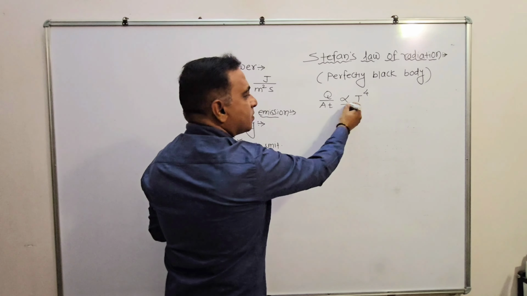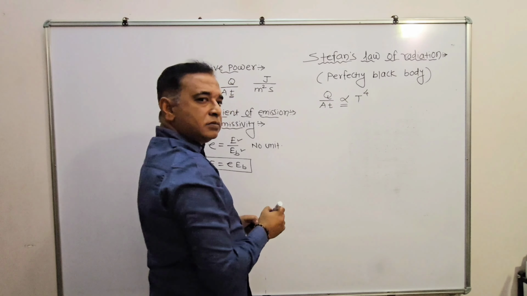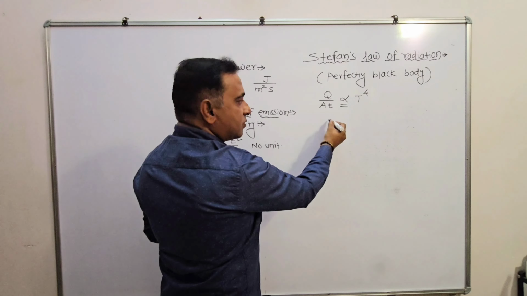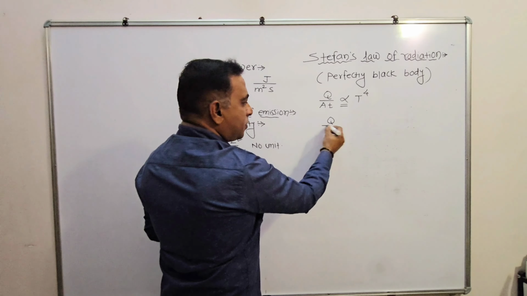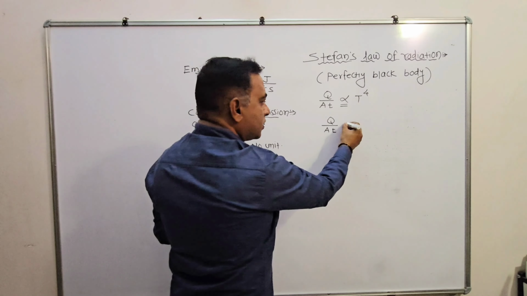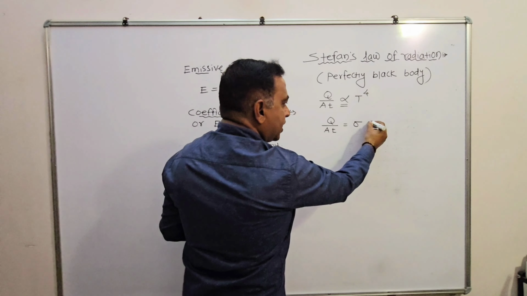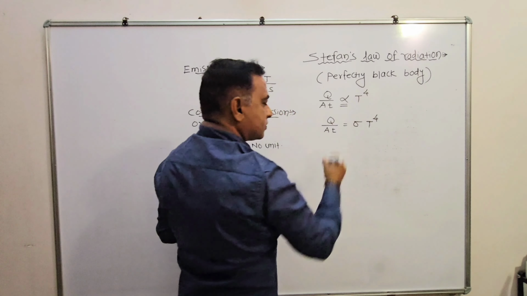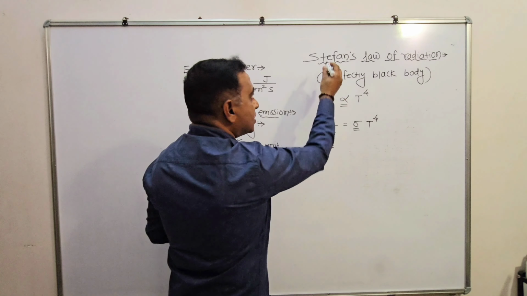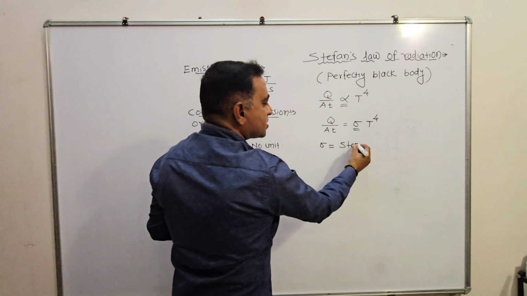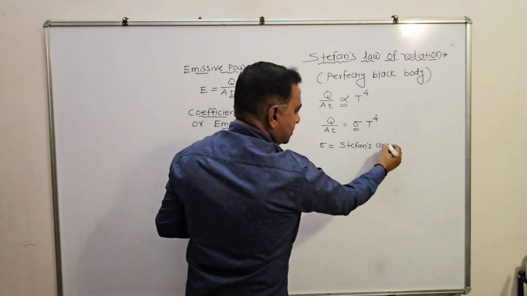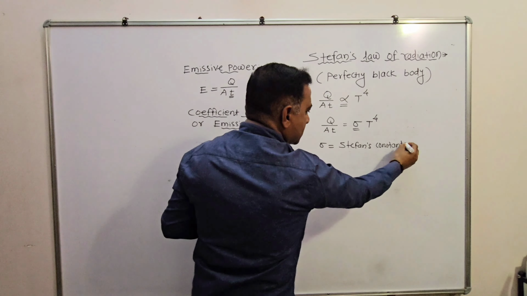But what about the constant of proportionality? We have to take a constant so as to discard the proportionality sign. So Q upon A T is equal to sigma into T raised to power 4. What about this sigma? Sigma is nothing but the constant known as Stefan's constant.